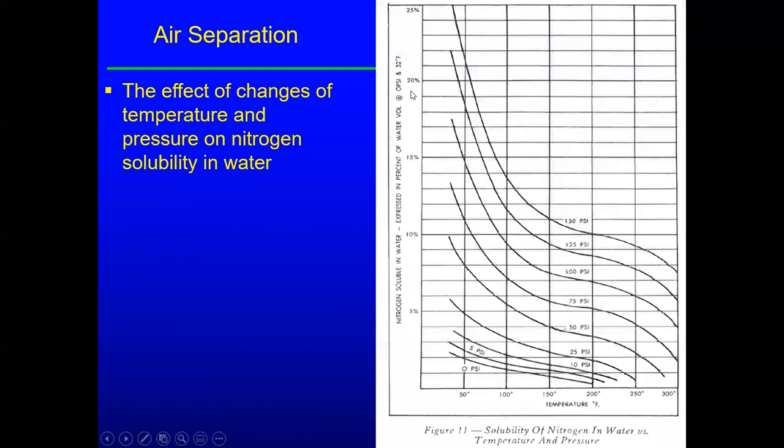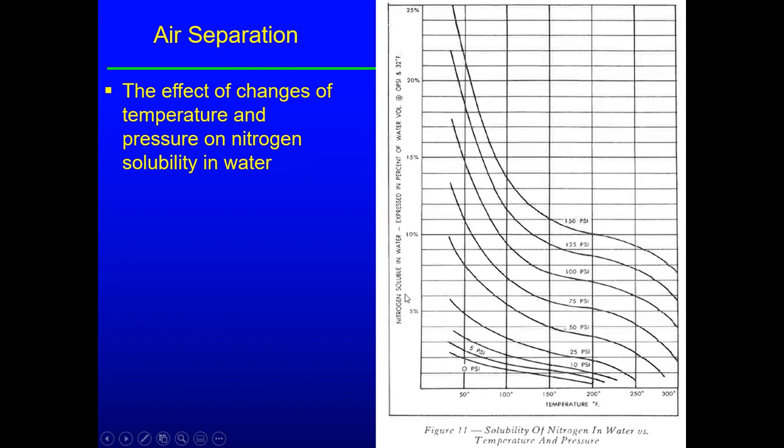Okay, so here's the curve, and we need to spend a little time, and you need to understand these curves. I mean, it's pretty straightforward. So let's look at the axis. We just have temperature, degrees Fahrenheit on the x-axis. The y-axis is nitrogen soluble in water at 0 psi and 32 degrees Fahrenheit. So anyway, it just means basically how much nitrogen do we have absorbed in the water, okay?